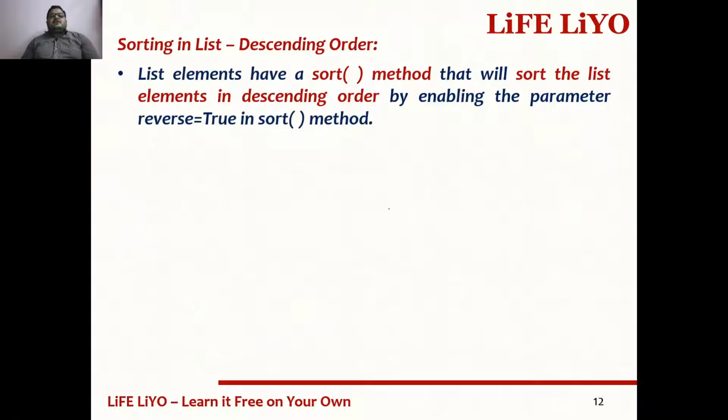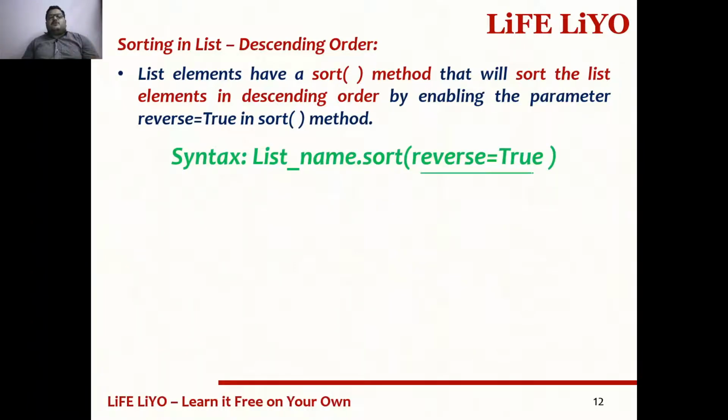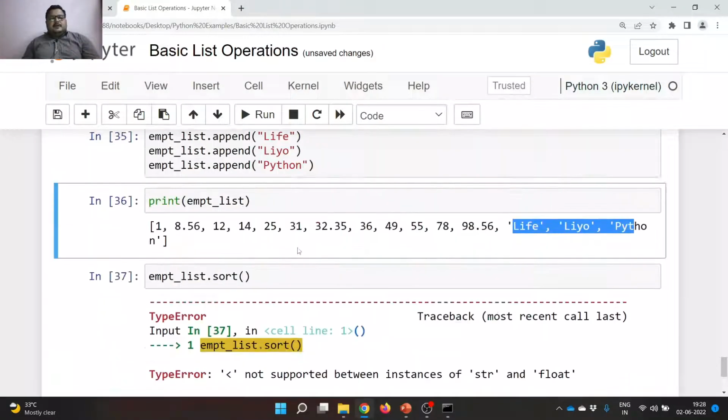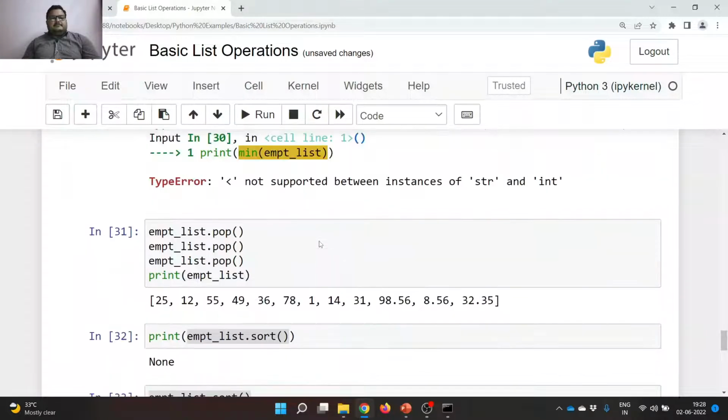Next, the sort method will also perform sorting in descending order. How is it going to sort in descending order? The sort method takes a parameter called reverse equal to true. So I will pop these things again.